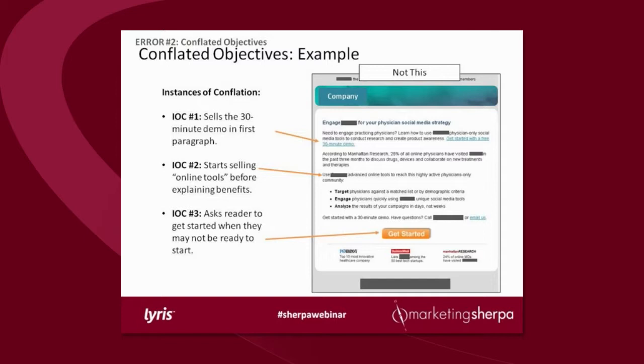But wait, we're not done. We've also, just in case you don't want the demo, we've got online tools. But again, we're talking about tools before we actually go into the reason why they might be interested. And then finally, we ask the reader to get started when they might not be ready to start. What if they just want to learn more? What if they just want to understand how it works? And then think about that compared to the 30-minute demo, compared to the email us. Which one is it that you want me to do?